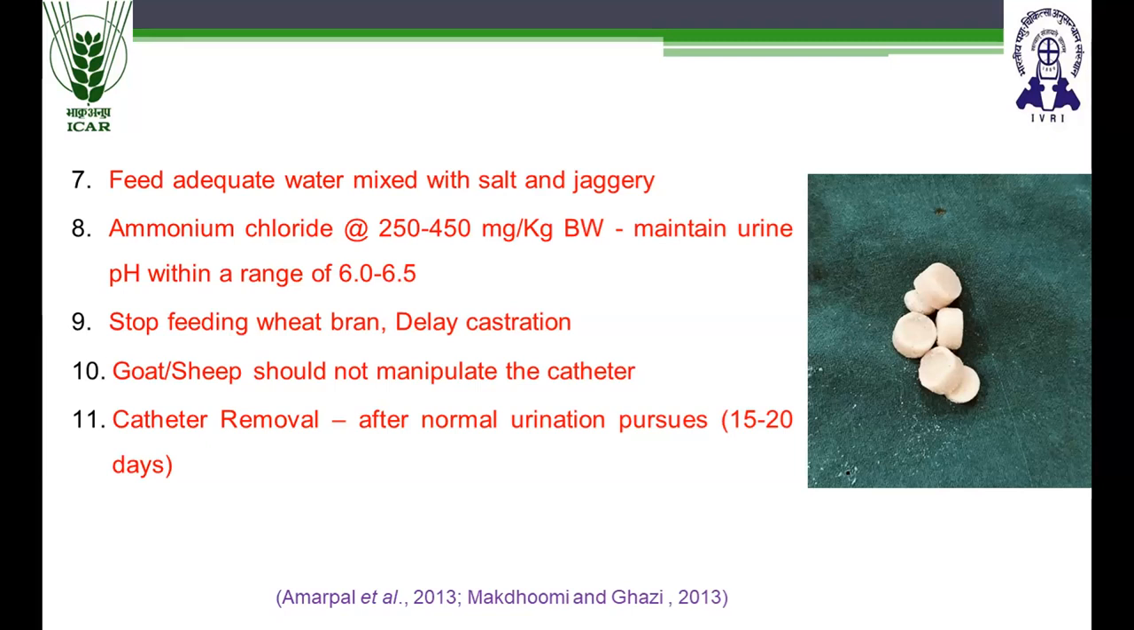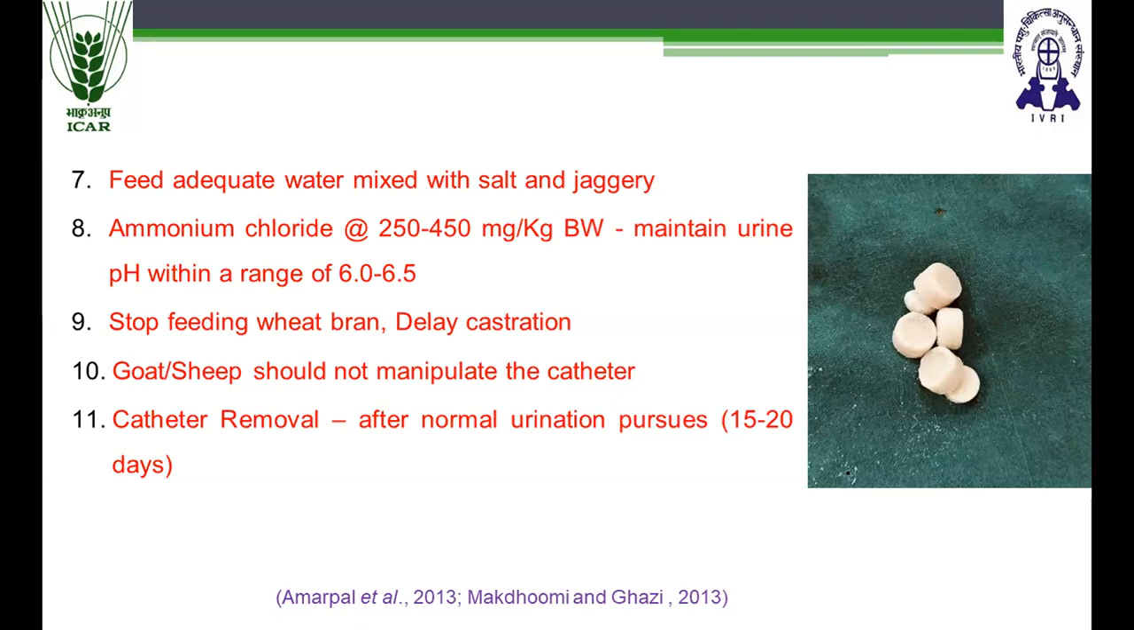And we should also advise the owner to watch the animal properly and secure the catheter so that the animal will not manipulate it. And the catheter should be removed only when it is in the bladder. The formation of adhesions between the bladder and abdominal wall takes 14 days. So once the animal starts urinating through the natural orifice, only then do we remove the catheter. Normally here it takes 15 to 20 days.